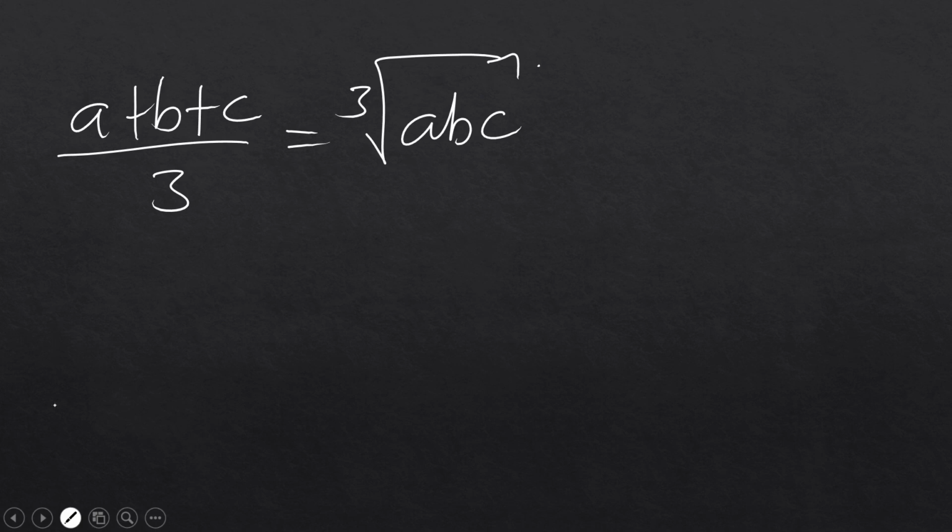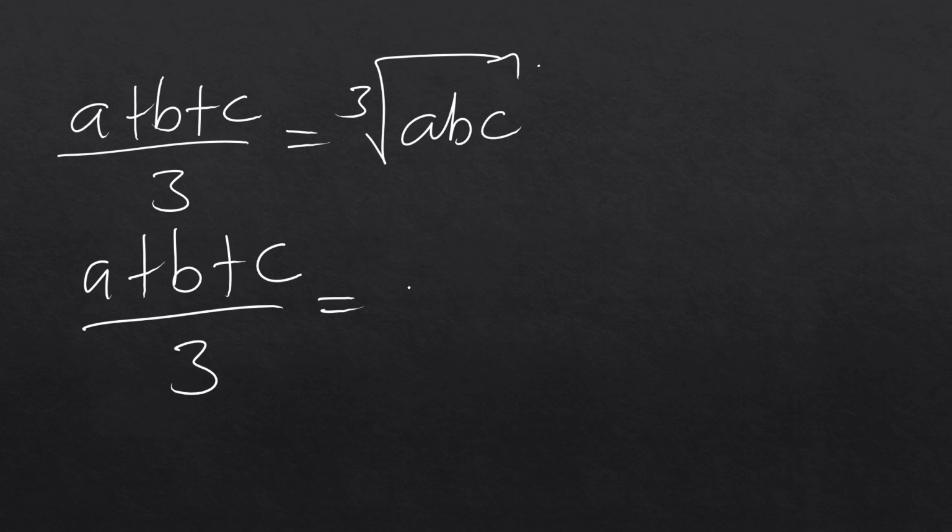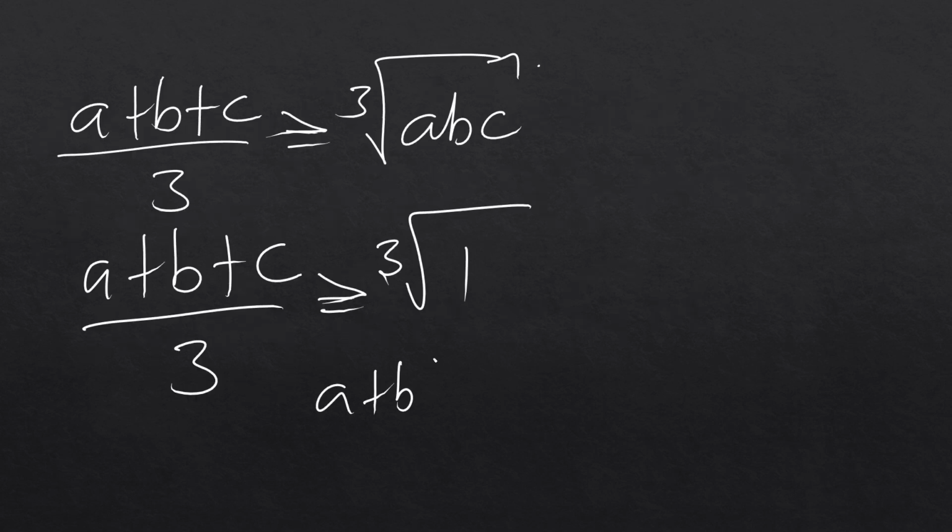Now I'm going to substitute everything on the right hand side as 1. So we have a plus b plus c all over 3 is greater than or equal to the cube root of 1. It's not equal to, it's greater than or equal to. That is all right. So that simply means that a plus b plus c is greater than or equal to 3. Now I have to cross multiply or simplify the fraction.